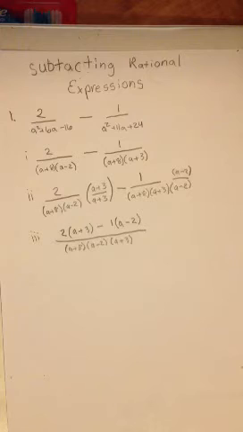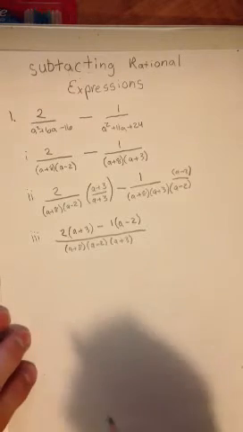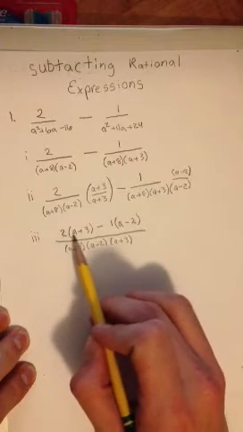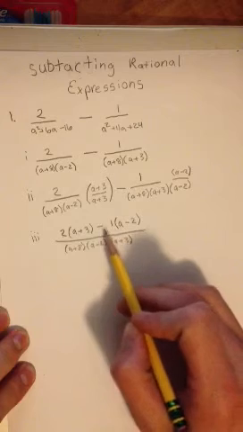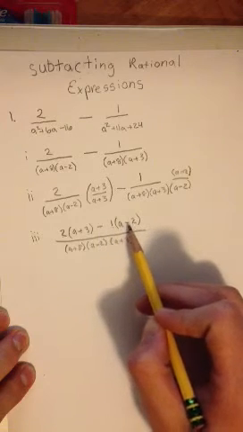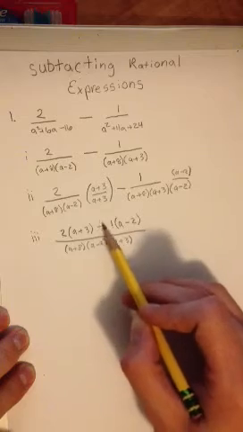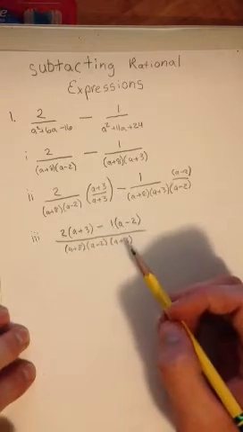So now that we have that, we can finally start solving. What we're going to do now is distribute the 2 into the a plus 3 and the negative 1 into the a minus 2. Don't forget to factor in the negative. That's a really common mistake.